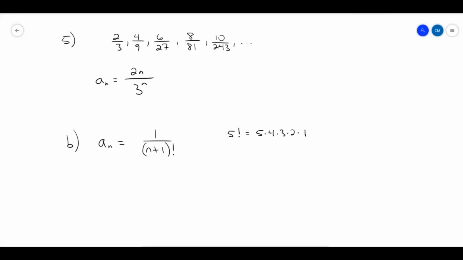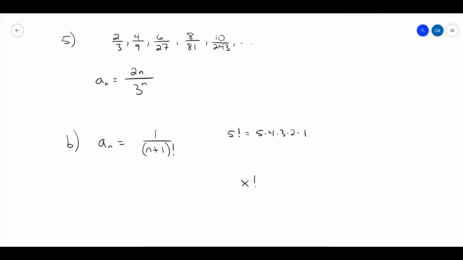Basically, the exclamation point just means that you're going to take that number and multiply it by all the integers that come before it, all the way down to the number 1. Okay? So you can see that this factorial thing is only used for sequences. This would not be something that we would see in regular functions. In fact, if you see this, it doesn't even make any sense. Right? How would that make sense?